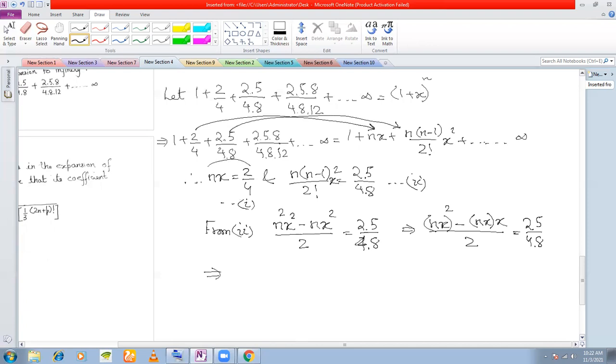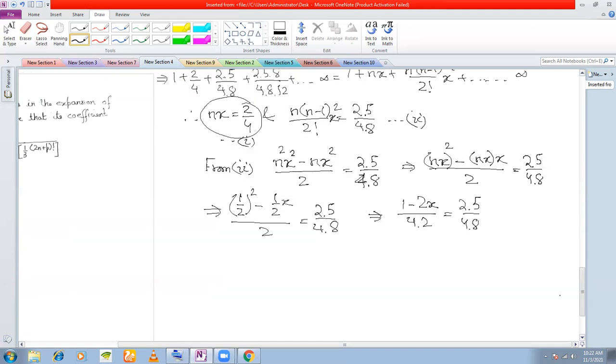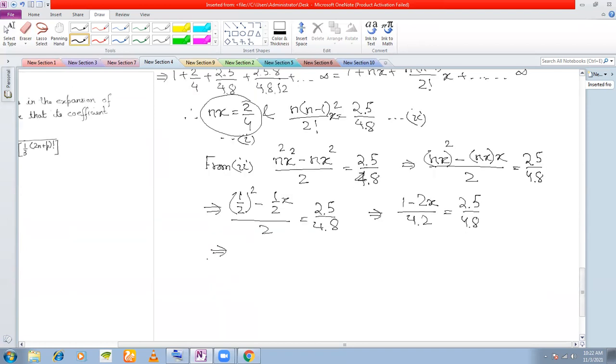Next, from 1, what is the value of nx here? 2 by 4. Put it here. So 2 by 4 is nothing but half, right? So half square minus half into x divided by 2 is equal to 2 into 5 by 4 into 8. Okay, so you get here, if you take the LCM in the numerator, you will get 1 minus 2x by 4 into 2 is equal to 2 into 5 by 4 into 8. Okay. Now this is a simple equation which you can solve.